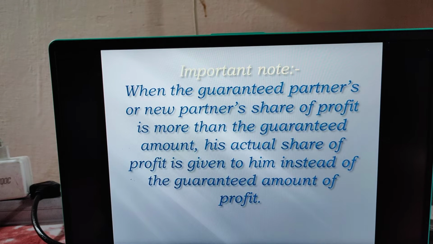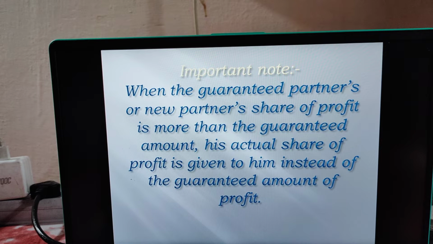Okay, now we are moving toward the next point. Before going through the guarantee, we must understand this point. See, understand carefully: when the guaranteed partner's or new partner's share of profit is more than the guaranteed amount, his actual share of profit is given to him instead of the guaranteed amount of profit.